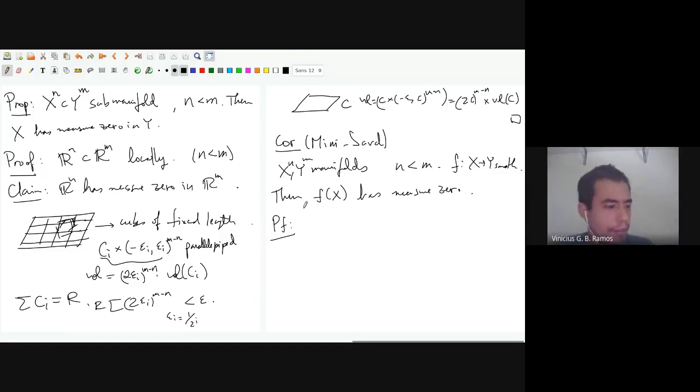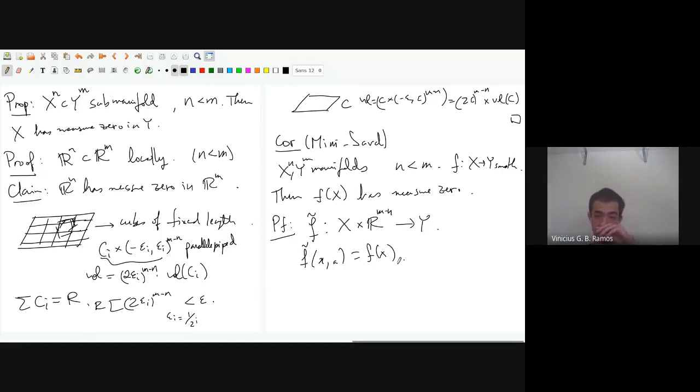Okay, so how do you prove that? You write f as a composition of something with an embedding. It's just an observation that you can write f tilde from X times R^(m minus n) into Y, so that f tilde of (x, a) is f of x. Now you can look at X times 0 inside of X times R^(m minus n). X times 0 is a submanifold, so this is a set of measure 0 in X times R^(m minus n) by the proposition.